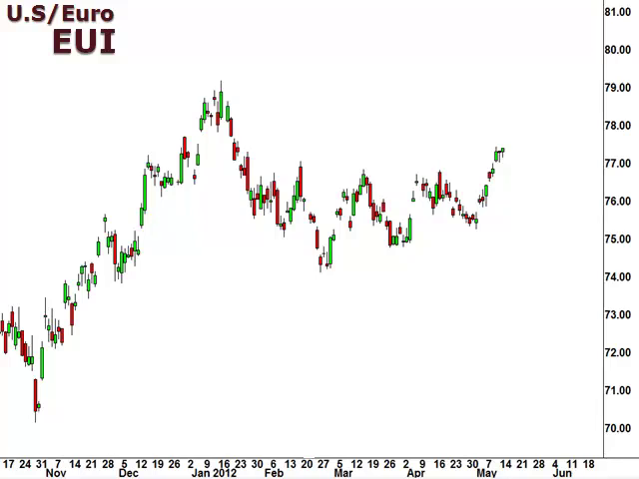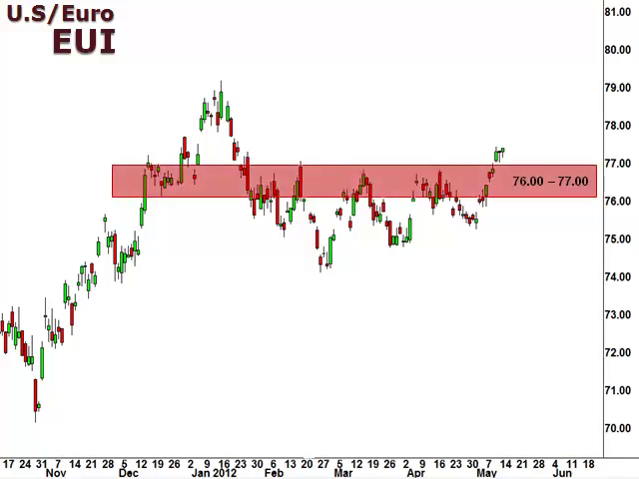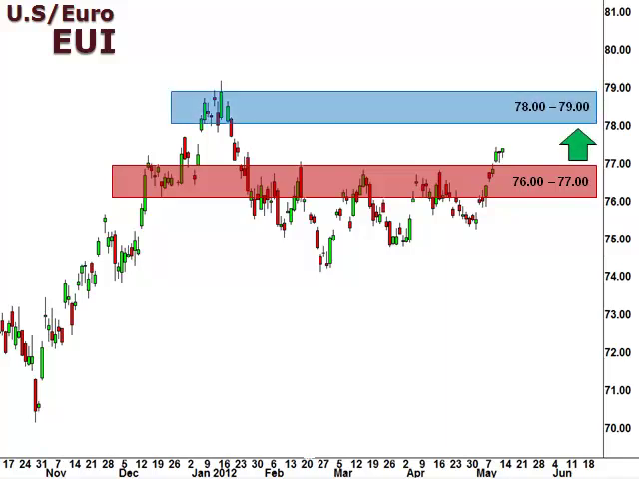Let's take a look at the US dollar versus the euro as seen here in the ISE FX options pair value EUI. Well, the EUI broke above 77, 76.77 now becomes the new support. And while we are open to a retracement after such a big move, the path of least resistance continues to be to the upside with 78.79 as our new upside target.